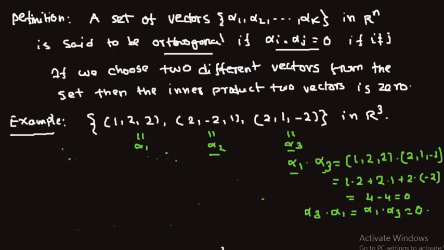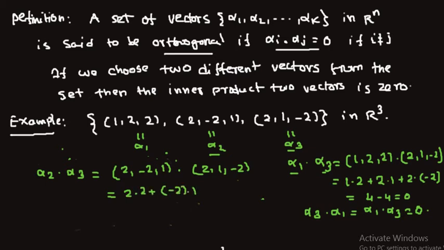So let me take alpha 2 and alpha 3. So alpha 2 multiplied with alpha 3. Alpha 2 is (2, -2, 1) and alpha 3 is (2, 1, -2). So this gives us 2 times 2 minus 2 times 1 plus 1 times -2. So you can multiply, it gives us 4, here we get -2 -2, and in total we get 0.